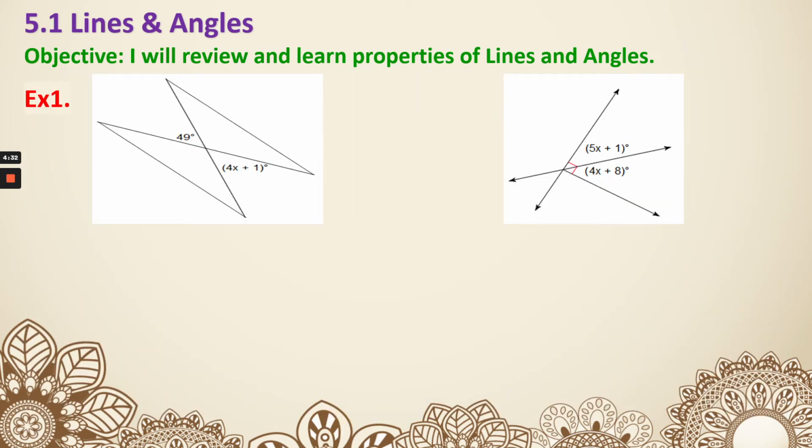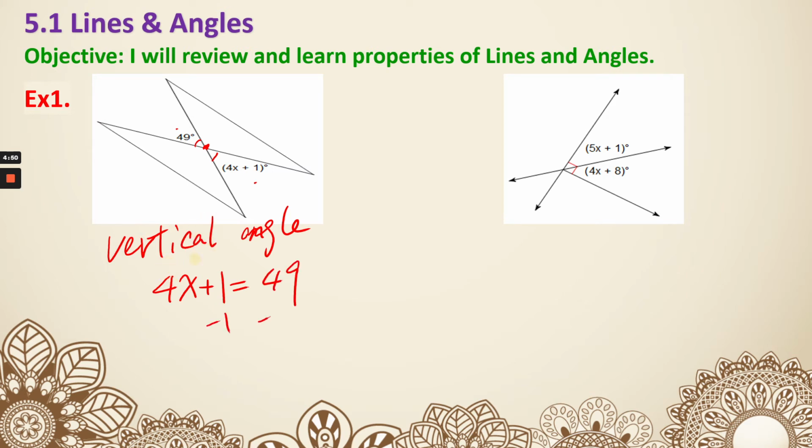And if I actually solve it, we just need to set them equal to each other. 4x plus 1 equals 49. Minus 1 on both sides. 4x equals 48. So x equals 12. Now the question then asks us to actually find the angle, so we're just solving for x.